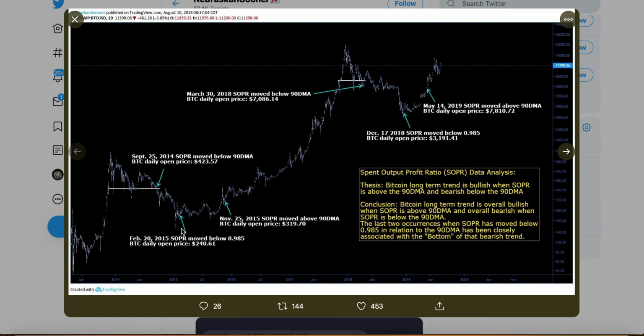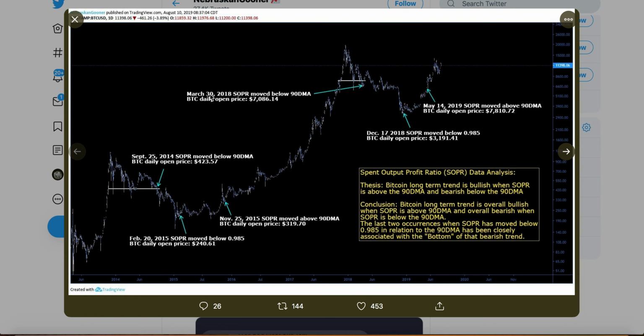So you can see here, February 20th, 2015, the SOPR is 0.985, which is when the daily open price is 240. So it dropped from 423 to 240. So this is almost at the bottom of the bearish market. And you can see here the SOPR moved above the 90 DMA. So the BTC daily open price is 319. So it goes back to upward momentum.